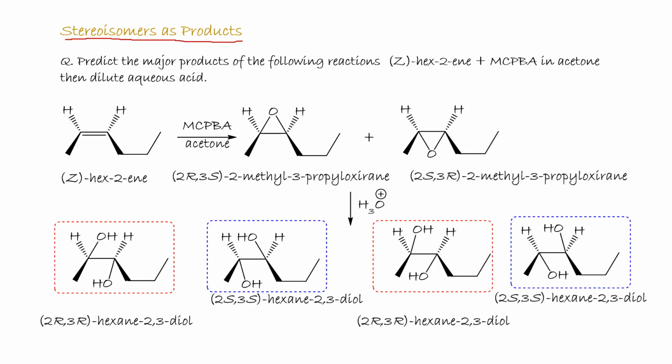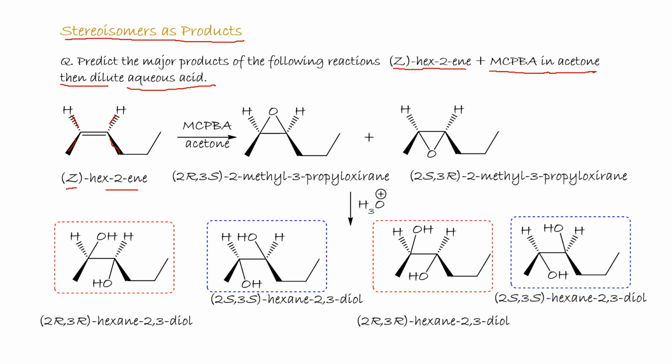Stereoisomers as products. Predict the major products of the following reaction: Z-2-hexene with meta-chloroperoxybenzoic acid in acetone, then dilute aqueous acid. We have the Z-2-hexene. I draw it so that the double bond will be on the screen and two hydrogens are behind the screen and the two alkyl groups are out of the screen.